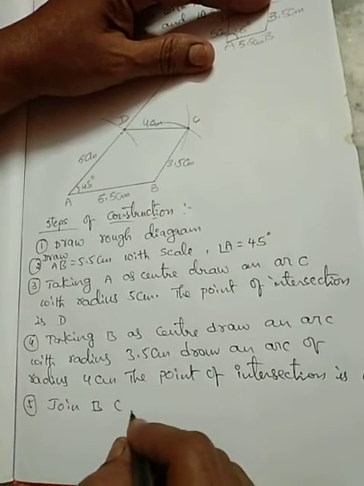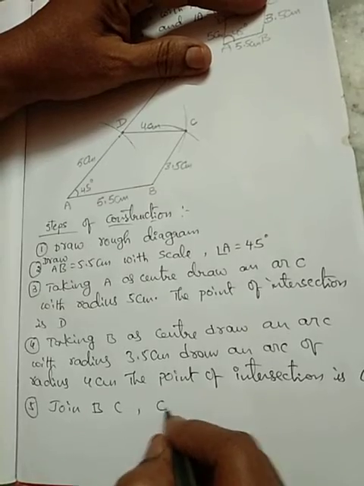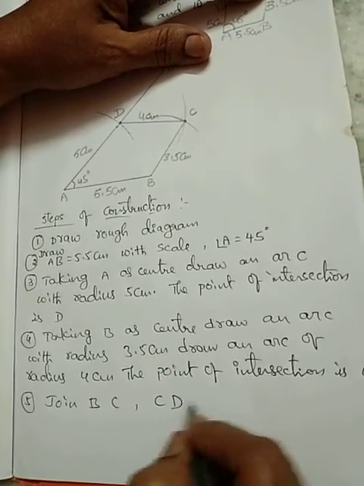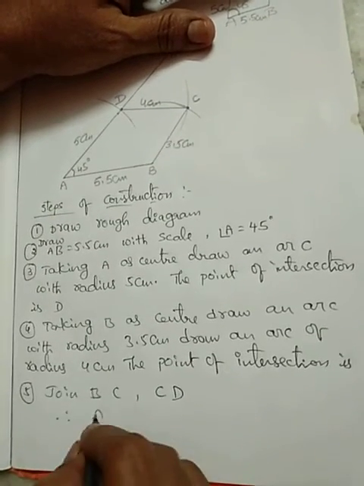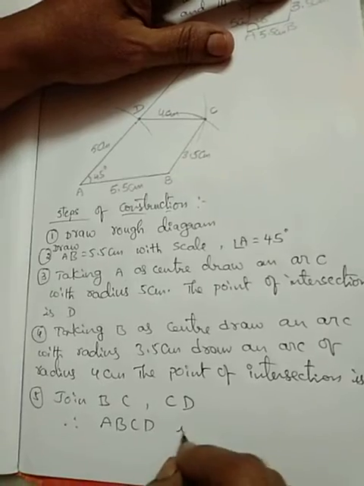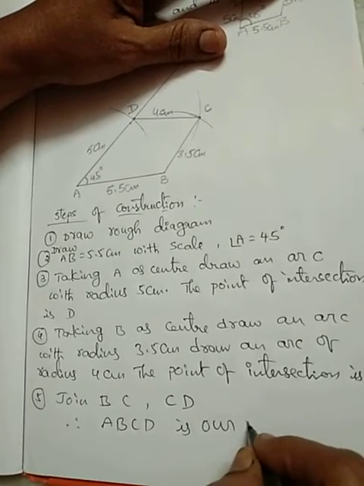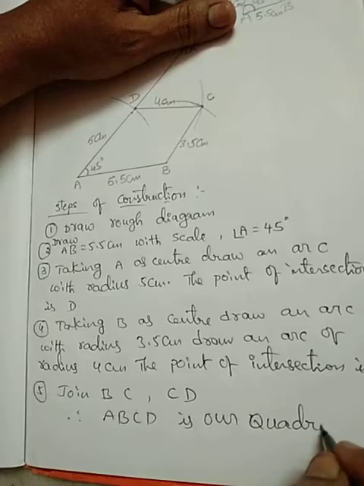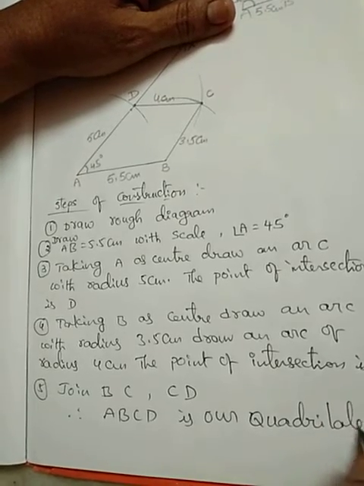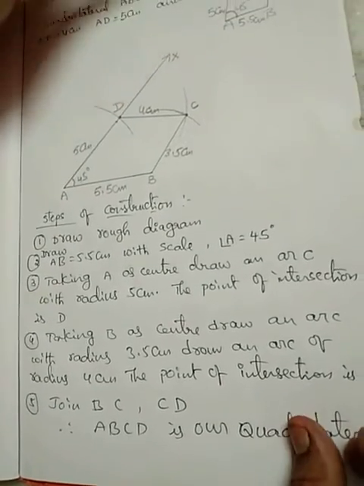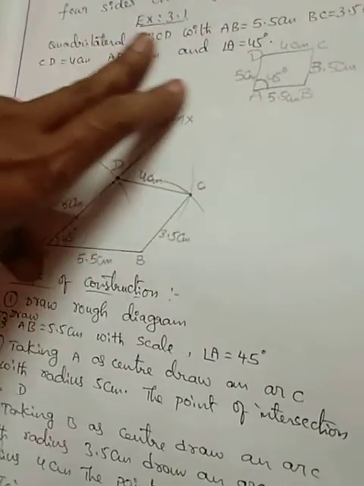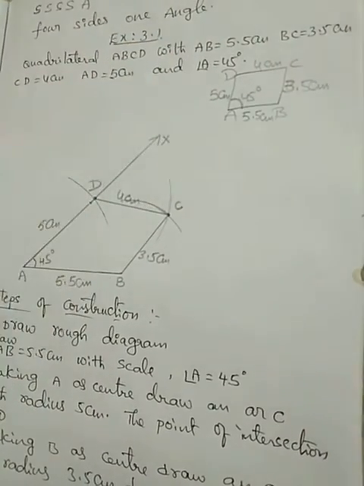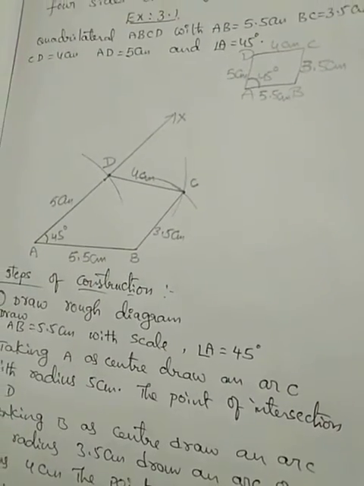And the last step is join BC and CD. Therefore ABCD is our quadrilateral. So in this way you can draw a quadrilateral when 4 sides and 1 angle are given. So this is the construction.